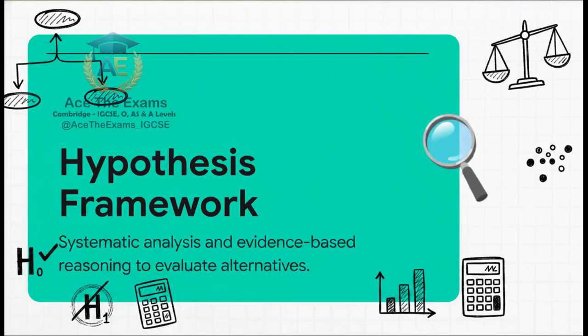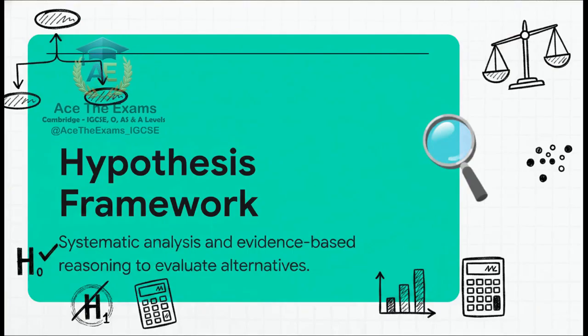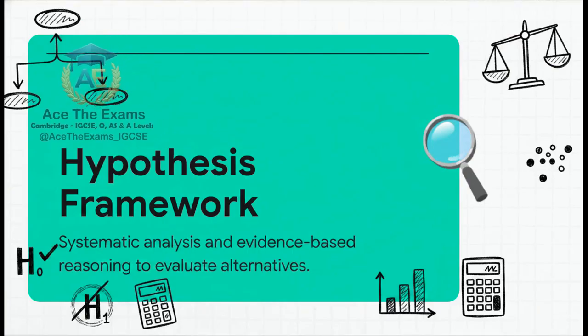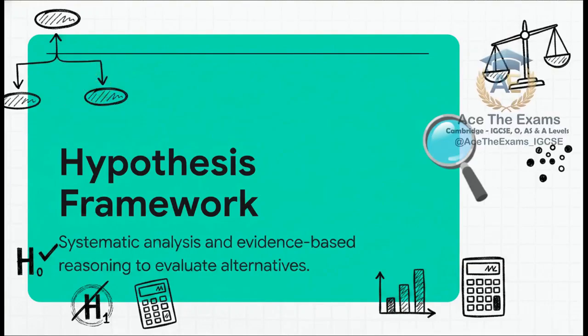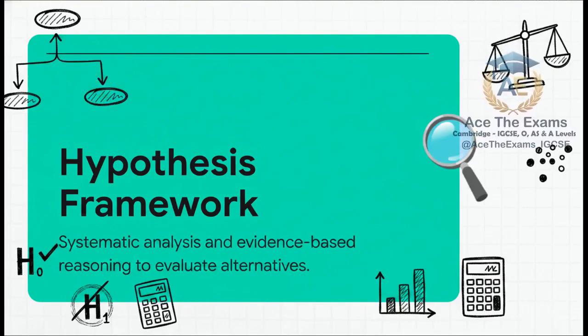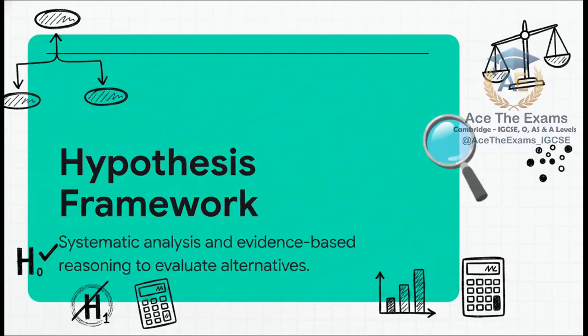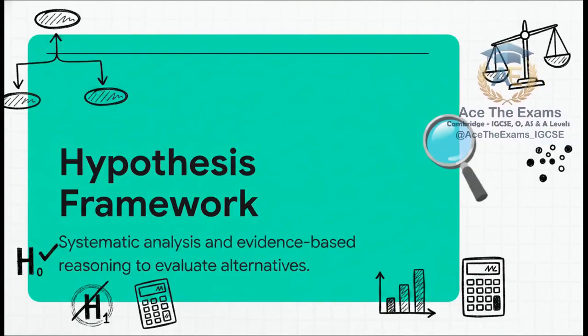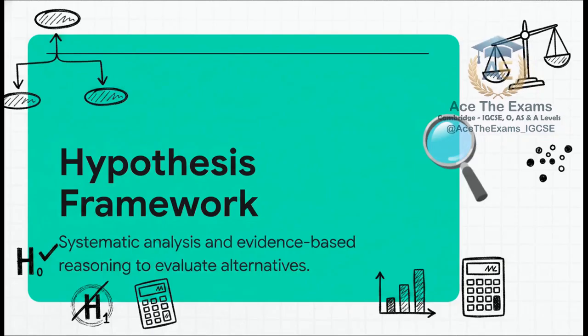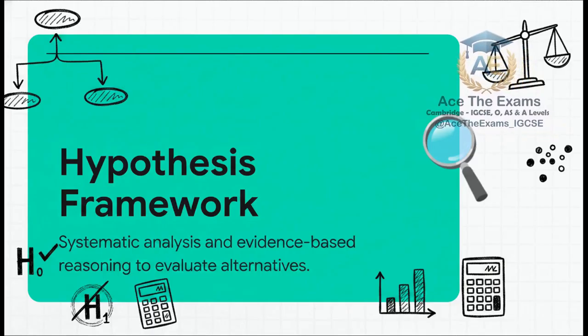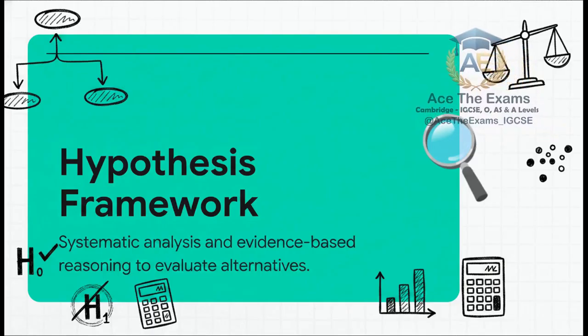All right, let's look at the foundational framework. According to the syllabus, the hypothesis testing framework is all about utilizing systematic analysis and evidence-based reasoning to evaluate alternatives. What does this mean for you in the exam room? It means Cambridge is testing your systematic analysis skills just as much as your calculation abilities. It's not just crunching numbers to find a p-value. It's about logically weighing evidence against a null hypothesis and making a reasoned decision.